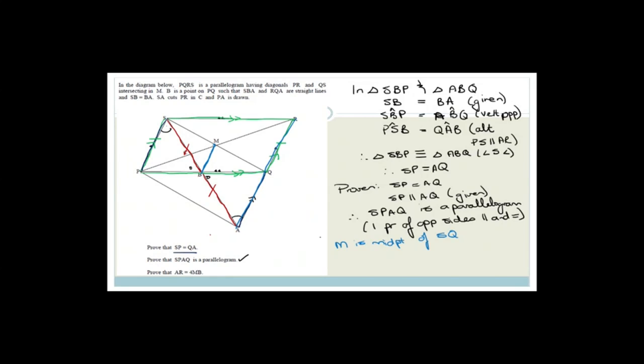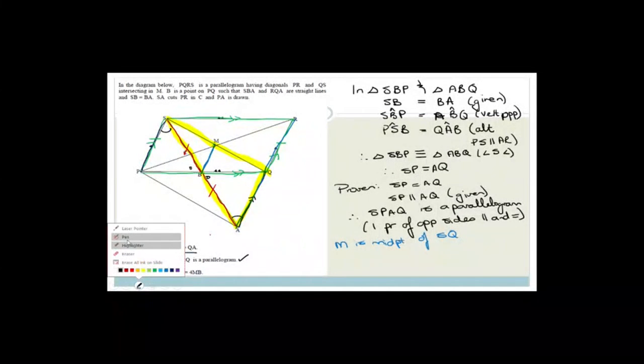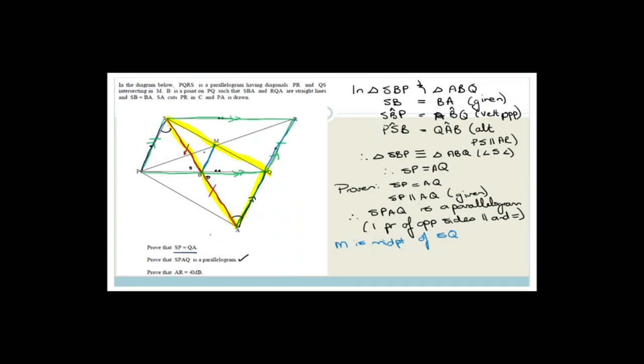Then, if we look at, I'm going to use a highlighter so you can see what I'm talking about. If we look at this triangle here, that triangle there. Okay. Do you agree that if I let this be X, MB be X, AQ is going to be 2X by the midpoint theorem? Because M is a midpoint and B is a midpoint because it was given that SB is equal to BA. Therefore, by the midpoint theorem, this is going to be half the length of the third side, okay?